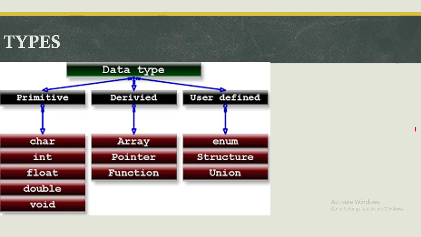We normally have different types of data types: primitive, derived, and user-defined. Under primitive, they are again subdivided. We have character, integer, float, double, and void. Under derived, we have arrays, pointers, and functions. Under user-defined, we have the enum, structure, and union. However, today we are only going to focus on primitive.